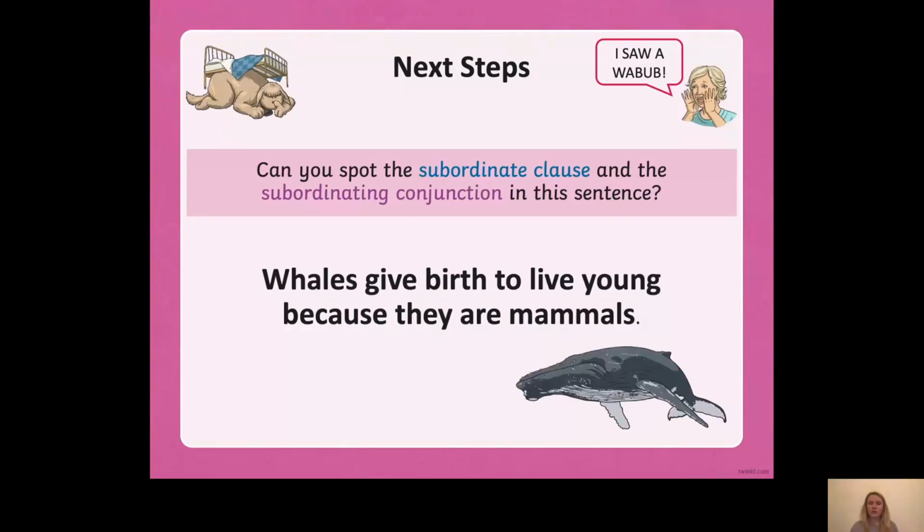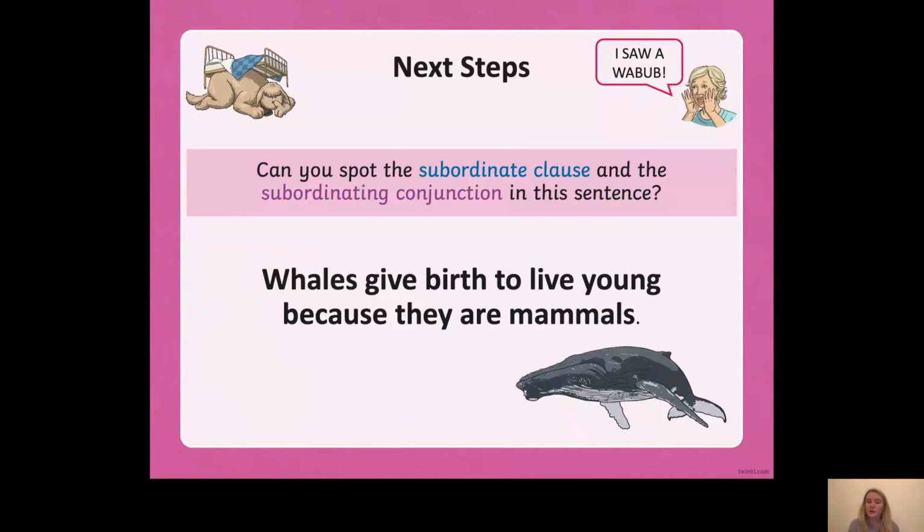Okay, what about this one? Whales give birth to live young because they are mammals. Could you pause the video and have a think? Where is the subordinate clause and what is the subordinating conjunction?